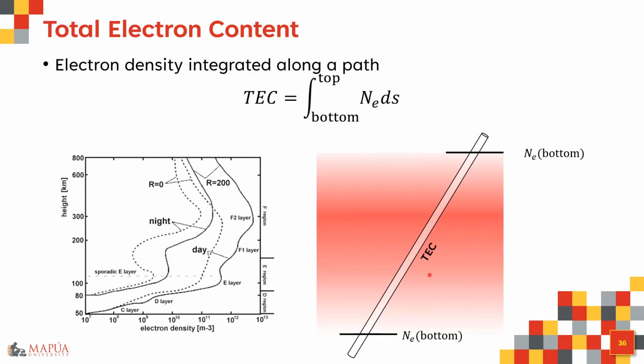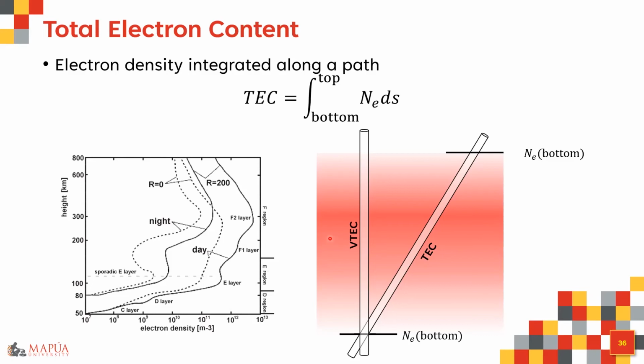And if the total electron content is integrated in a vertical manner like this, we call that your vertical total electron content. Sometimes we call this TEC slant total electron content, or STEC, just to distinguish it from your vertical total electron content.